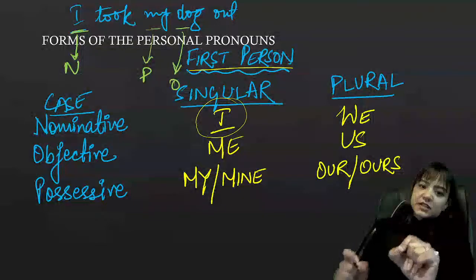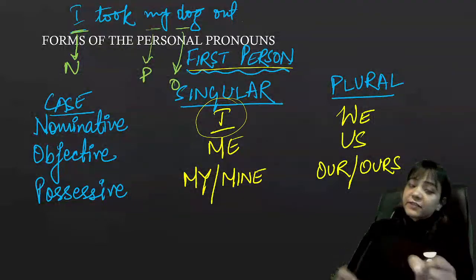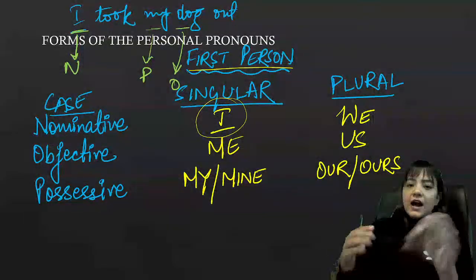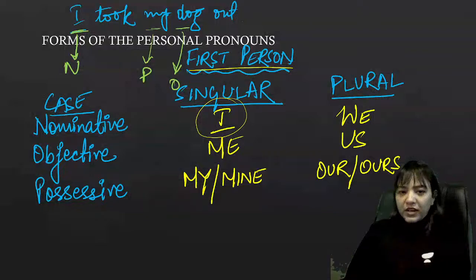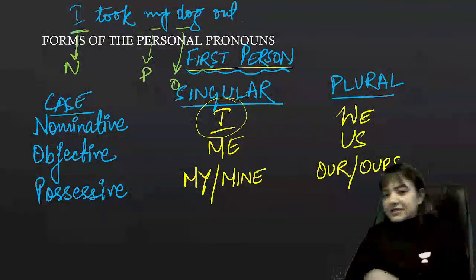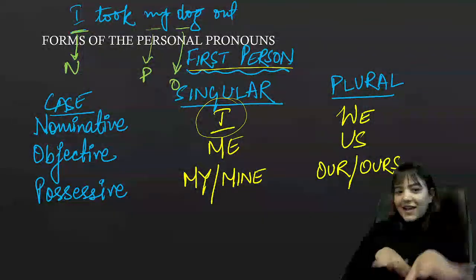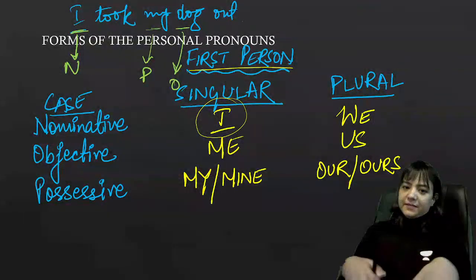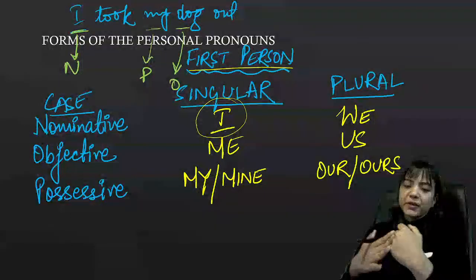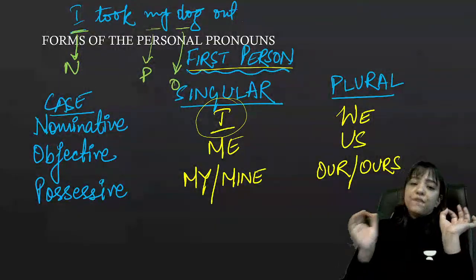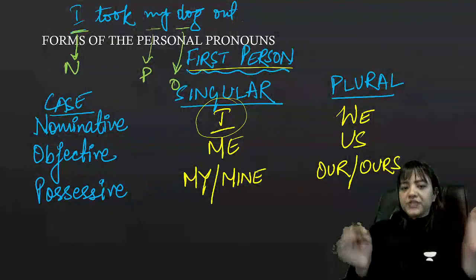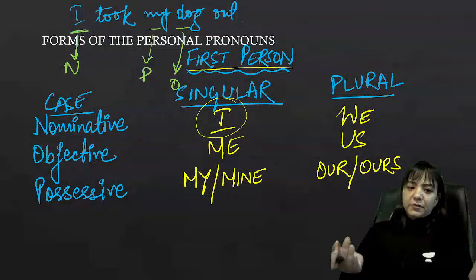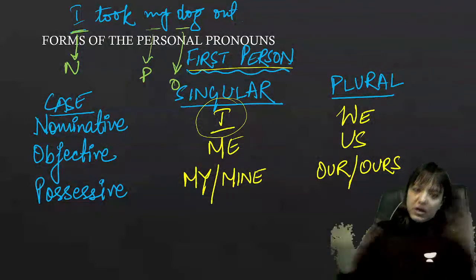If I say first person, singular number, objective case, it will be me, okay? He is going to the movies along with me. If I say first person, plural number, objective case, it will be us. Us, okay? Now let's talk about the possessive case, okay? If I say first person, singular number, possessive case, it will be my or mine, okay? First person, plural number, possessive case will be our or ours, okay?